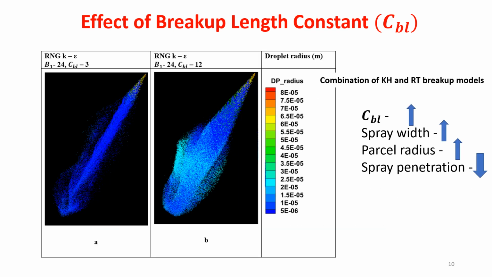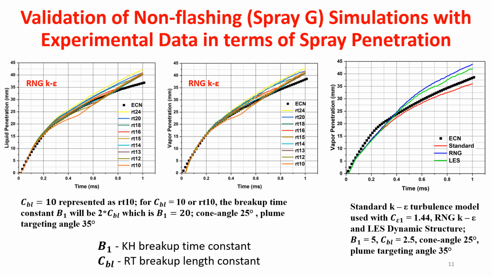This slide shows the effect of CBL on spray shape. On increasing the CBL, the spray width increases and the parcel radius increases, and hence the overall spray penetration decreases. To finalize the model constants of the Spray G injector, parametric studies have been carried out. In this work, the parametric studies have been carried out where the value of B1 is equal to 2 times the CBL value. By varying those values, we have done the parametric studies.